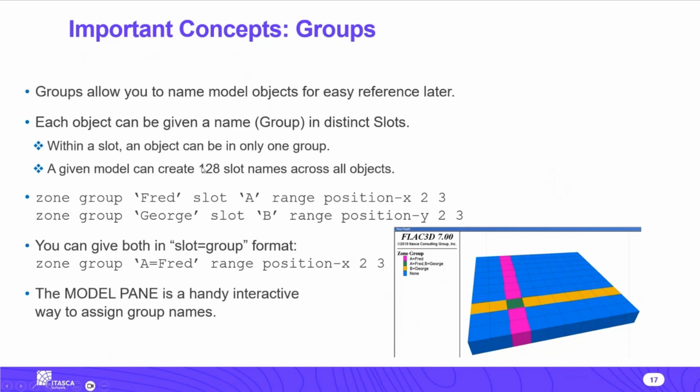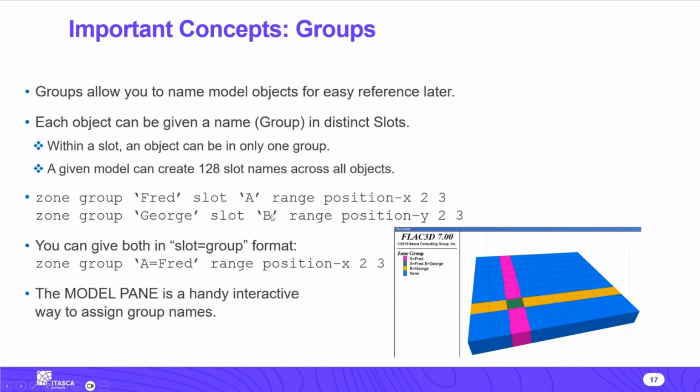Here's an example. You can have up to 128 slots. Here's a contrived example: zone group Fred, slot A, range position X 2 to 3. So these pink ones plus this green one here are called Fred in slot A.